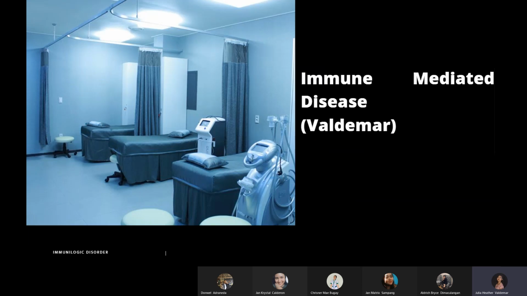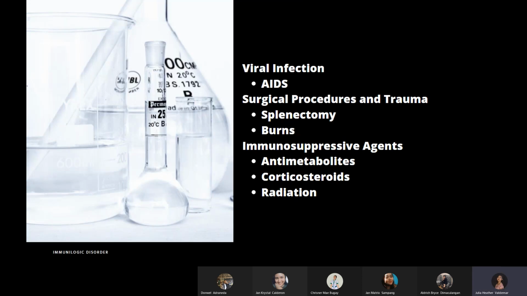Under the immunosuppressive agents, we have antimetabolites, corticosteroids, and radiation. So again, secondary immunodeficiency is a disease process that causes a defect in normal immune function, which is more common than primary immunodeficiency disorders, and it is susceptible to infections.